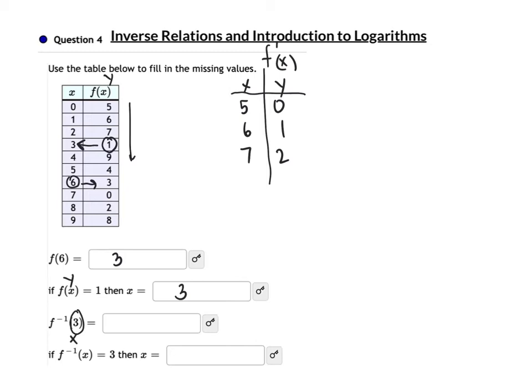And in the original table, we can see that y was 3. That'll be an x here. It'll be 3, 6 when we get there. And yes, this is 6.